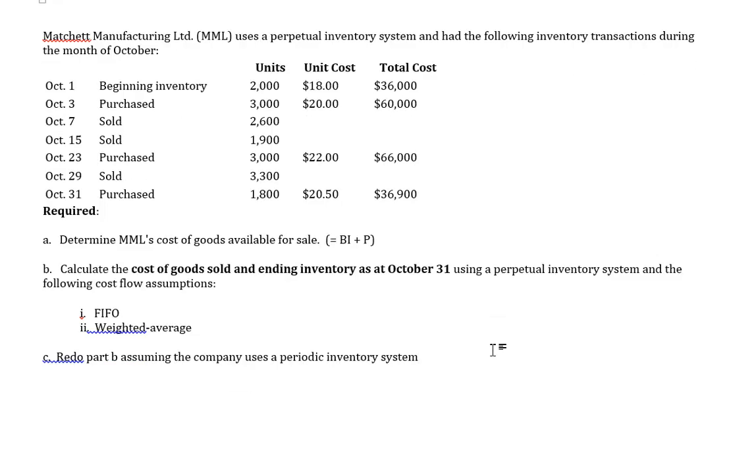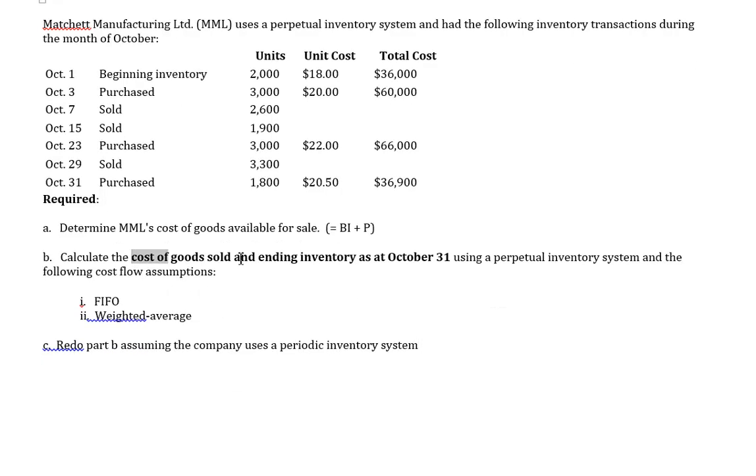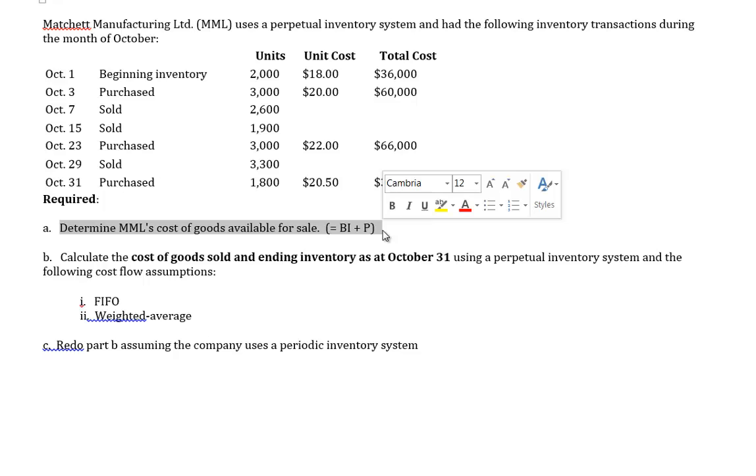So notice here one thing. I asked you to calculate cost of goods sold and ending inventory in part B, but part A, to determine the cost of goods available for sale, that doesn't matter whether you're using FIFO, weighted average, periodic, or perpetual. That answer to part A is going to be the same, because whatever you have available to sell is what you have, right? Where it's going to be different is you will get some different answers for ending inventory and cost of goods sold if you're using FIFO versus weighted average, and many times if you're using periodic versus perpetual.